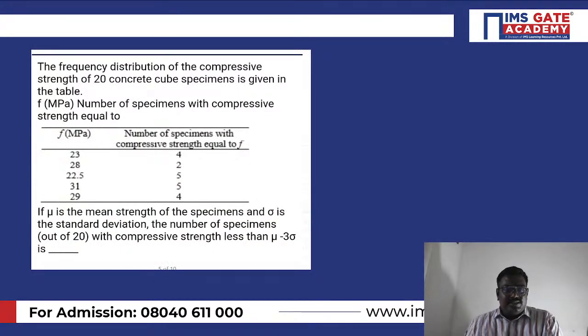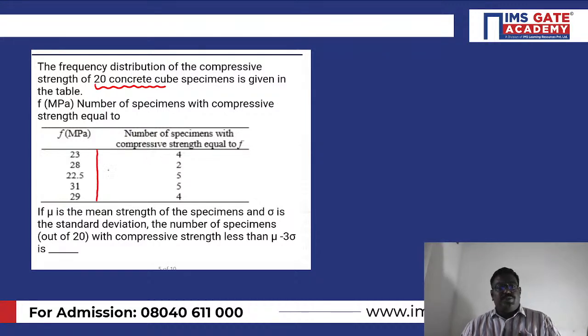Now, my dear students, we have another question. The question here is simple. The frequency distribution of 20 concrete cube specimens is given in the table. That is strength 23 for 4 cubes, 28 for 5, 22.5 for 5, and 31 for 5, and 24. If mu is the mean strength and sigma is the standard deviation, what is the number of specimens with compressive strength less than mu minus 3 sigma?